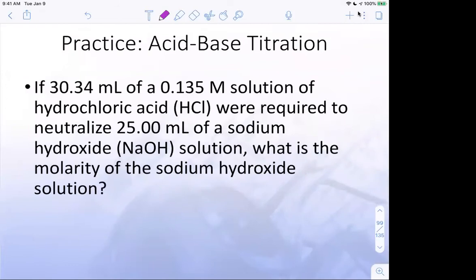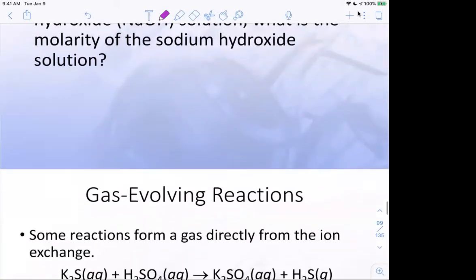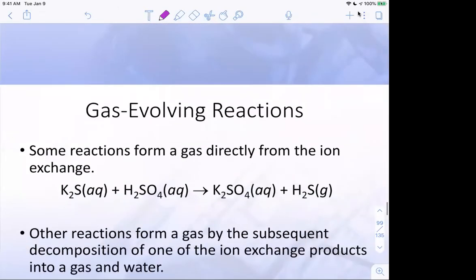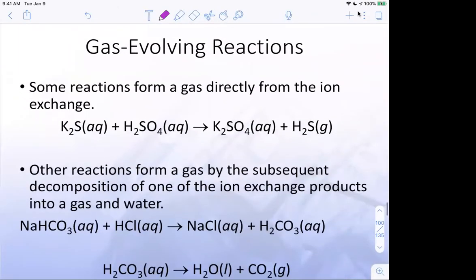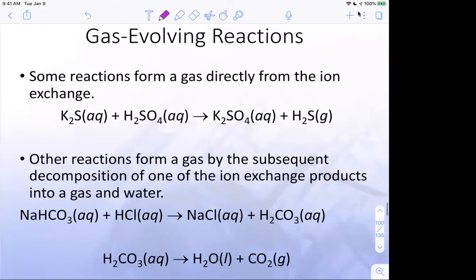This one I'm not going to do because basically it's a 1-to-1 ratio, which is a little bit easier. Try this one. It's very similar to the example calculation. The other thing I want to say about this section is there are going to be a couple of gas evolving reactions that you are required to know. So let's go over those.